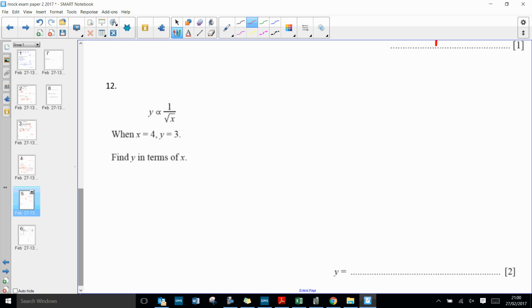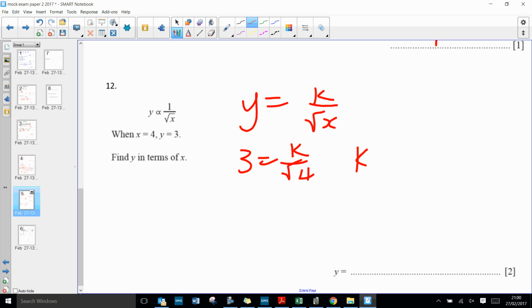Proportional question, and so they've given us the proportional statement. So we change it to be y equals k over root x. And x is 4, y is 3, so it's 3 equals k over root 4. So k is 3 times 2, so k is 6, so it's y equals 6 over root x.